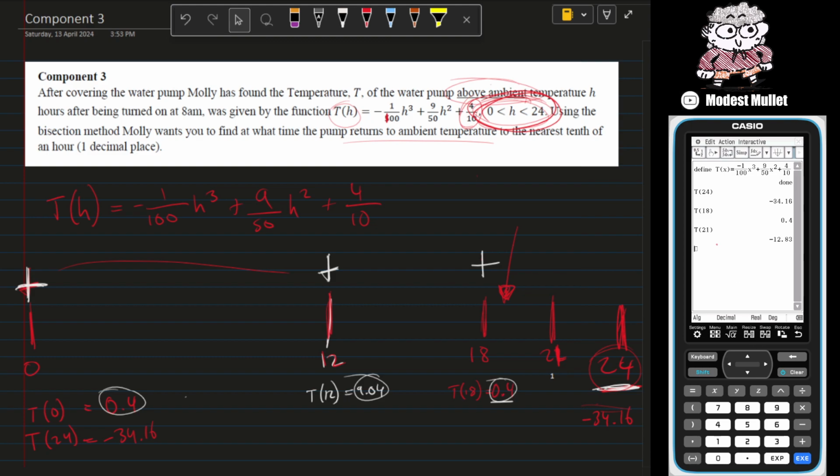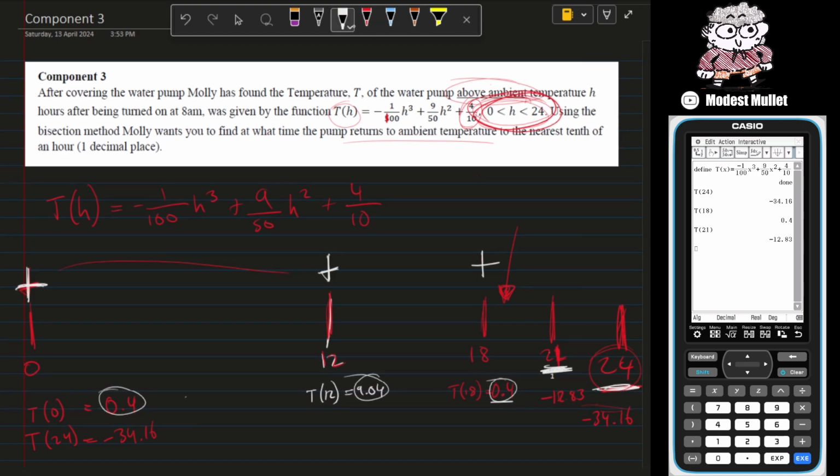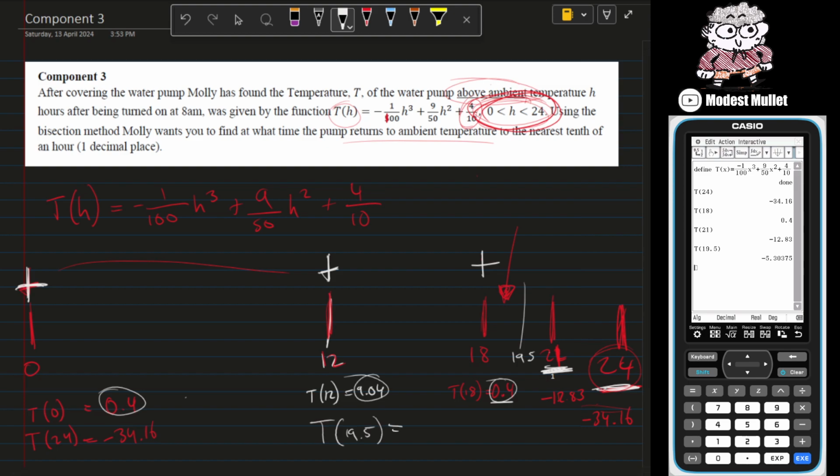T of 21 is negative 12.83, so we are negative here. So try in the middle again, which is 19.5. Okay, so at 19.5, t of 19.5, we are negative 5.3.